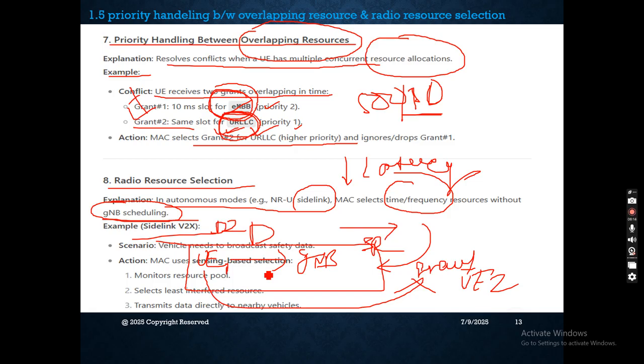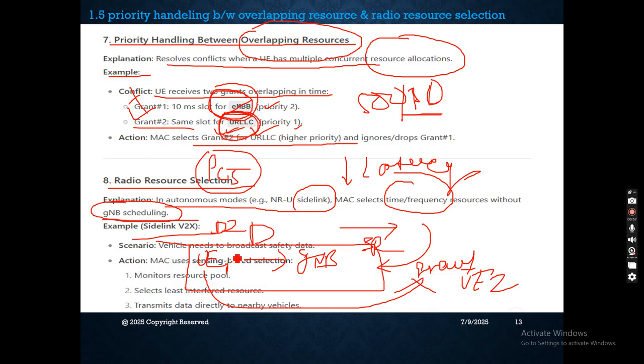Now, when we say you bypass the gNodeB, the question that comes to mind is: at what interface? 3GPP has given a new interface for D2D communication, and that interface is PC5. So overall, we know that sidelink is also known as D2D communication. It is used to reduce the latency because it bypasses the gNodeB, and the interface it uses is PC5.